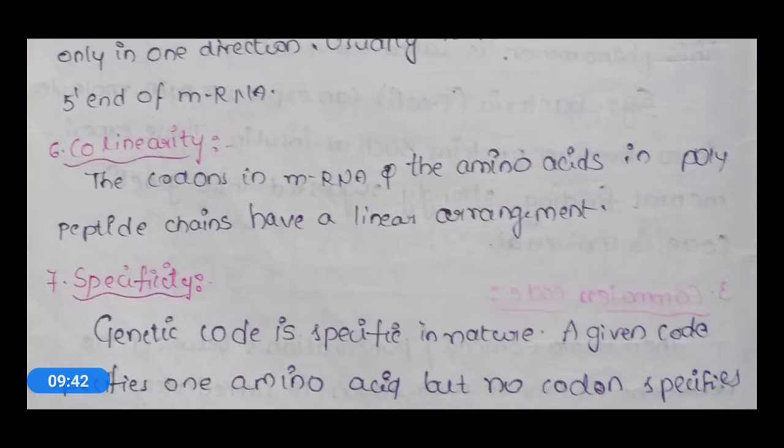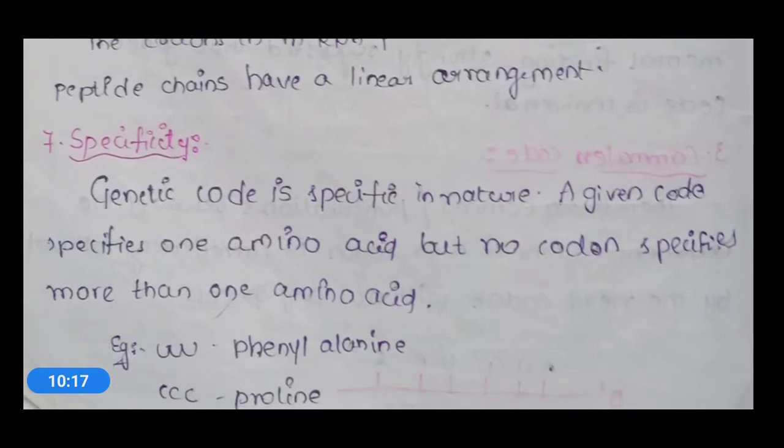So immediately after expression of the codons, there will be formation of a polypeptide chain, and in this polypeptide chain the first amino acid will be methionine, as the first codon in mRNA is AUG, which codes for that amino acid. So here the mRNA and the polypeptide chain will show collinearity. And the next one is specificity.